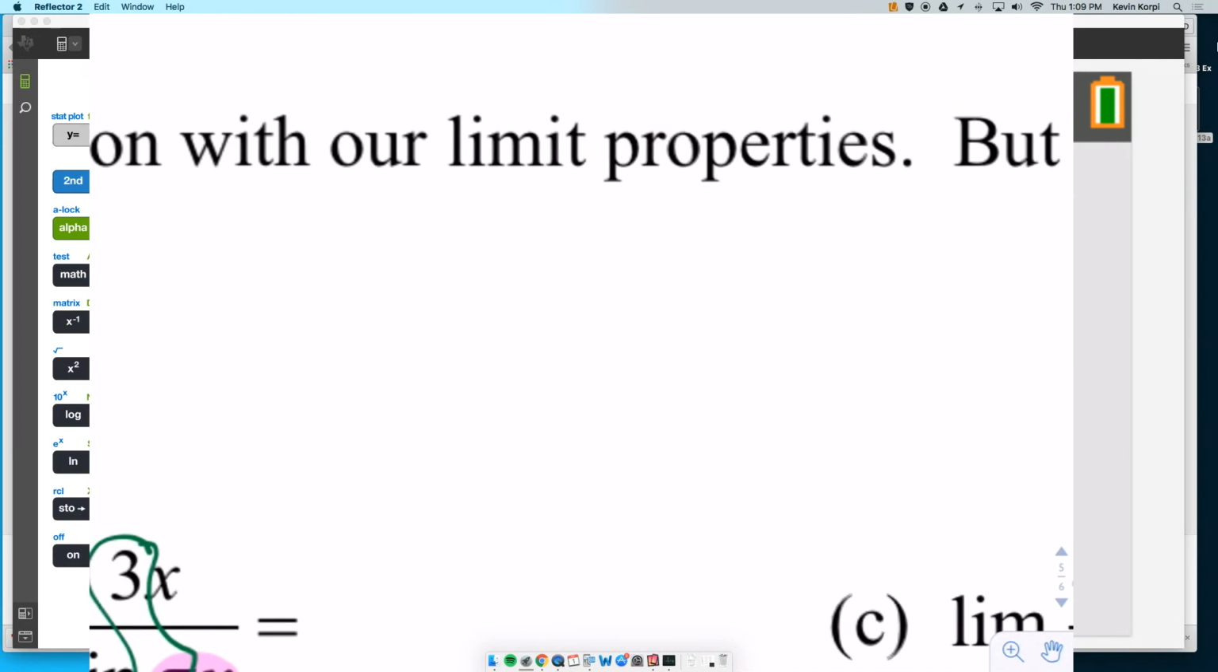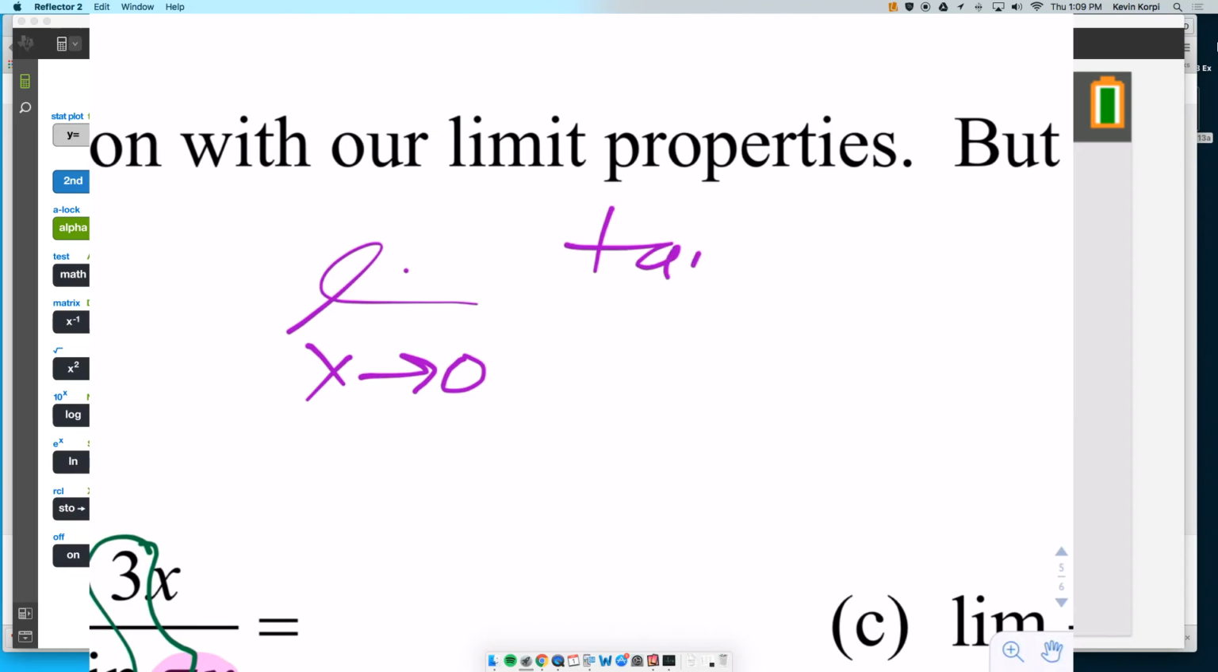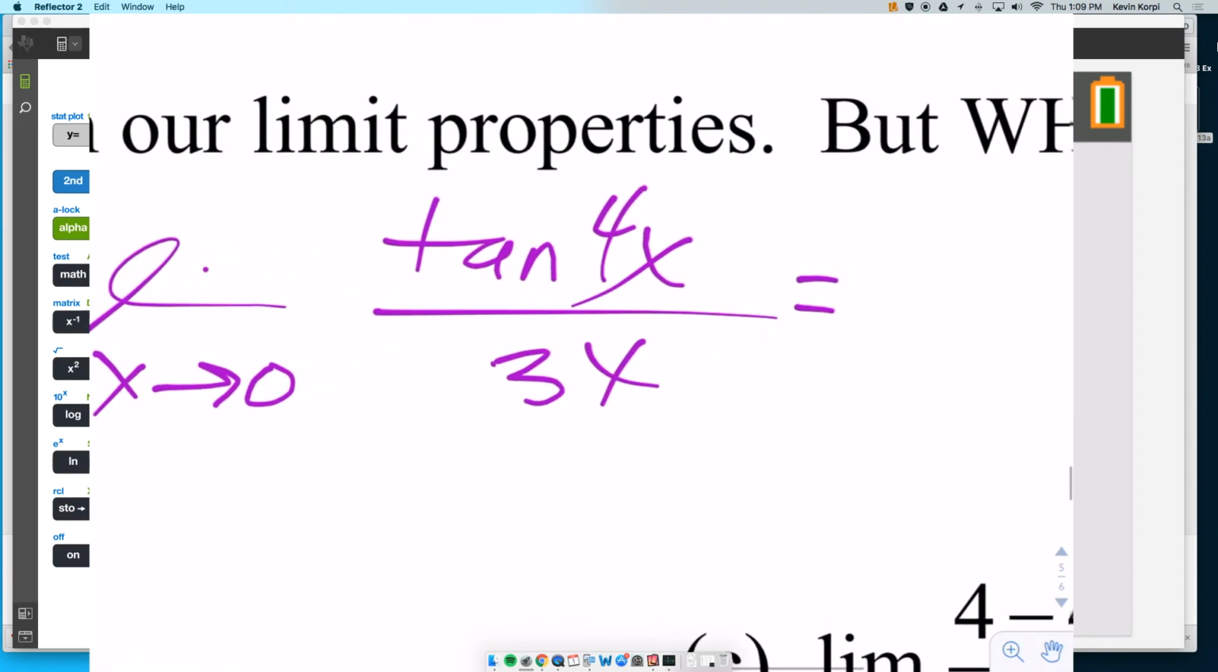So let's try this then. Maybe we'll combine two rules in one. The limit as x goes to 0 of tangent of 4x over 3x. 4/3. Good. We generalized it. Sine of 4x over 3x is 4/3. It works the same with tangent. Tangents and sines, as you approach 0, interchangeable.